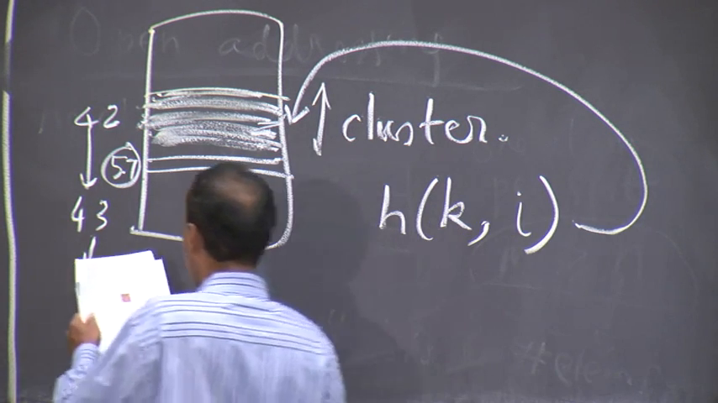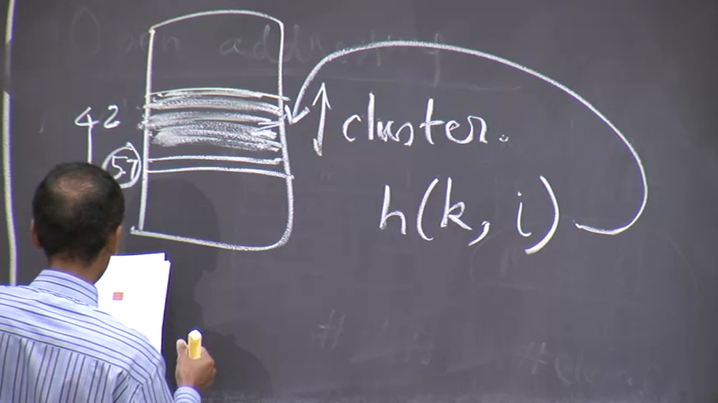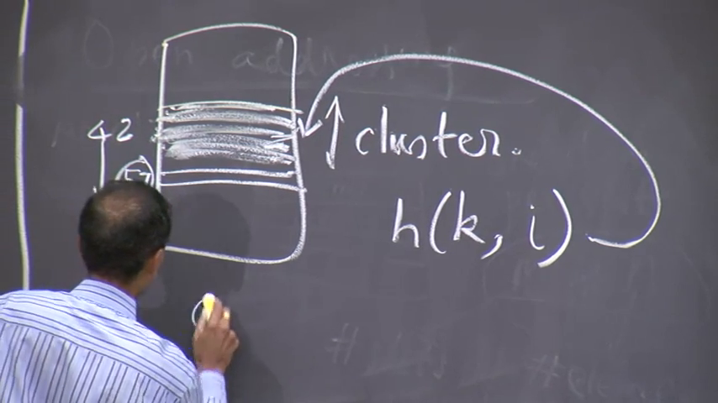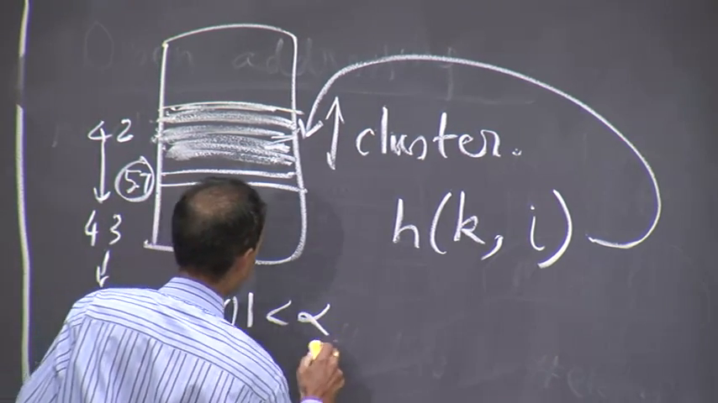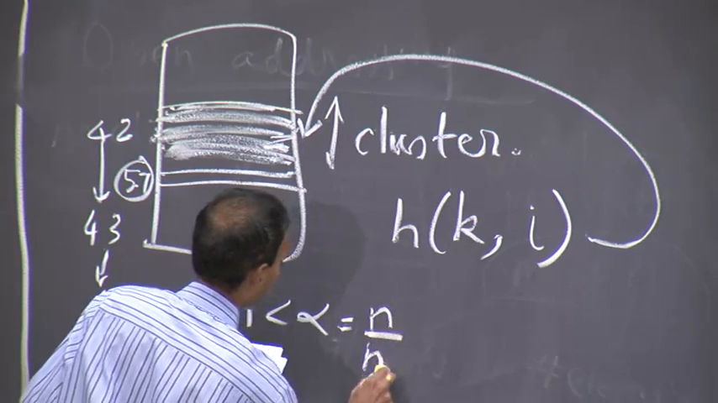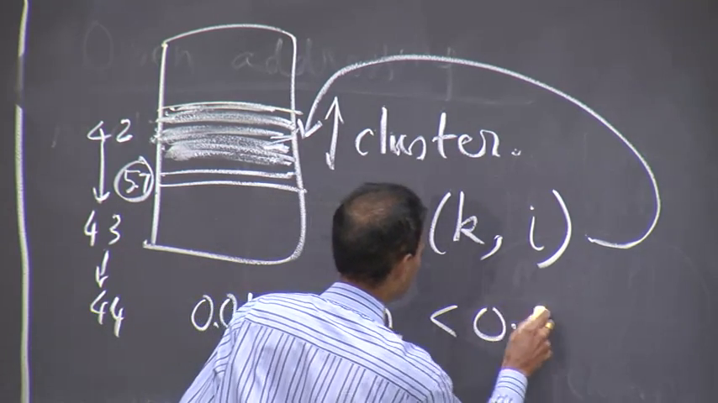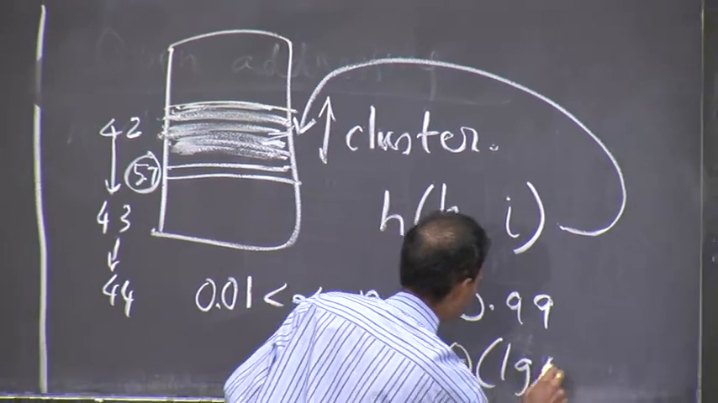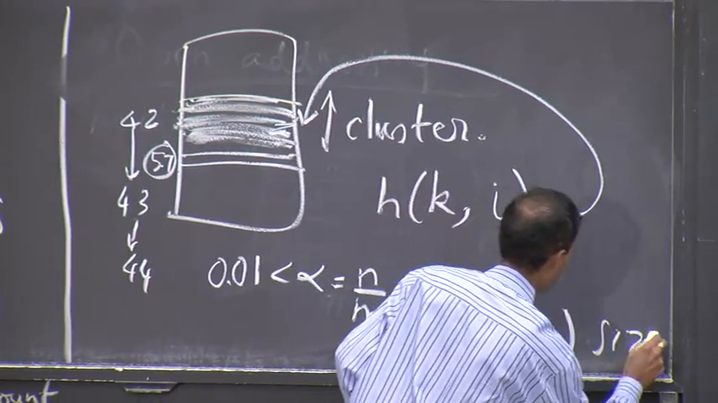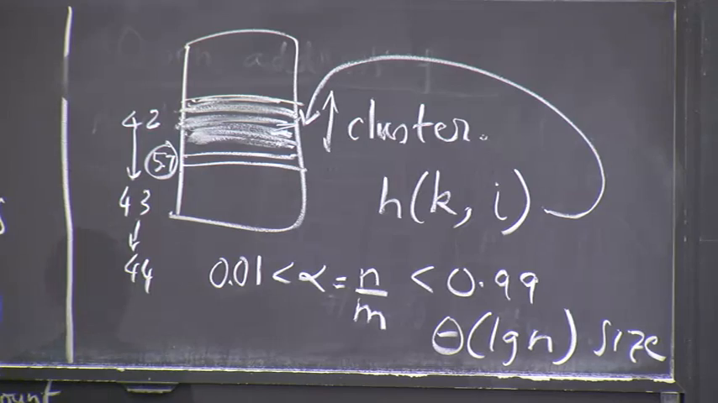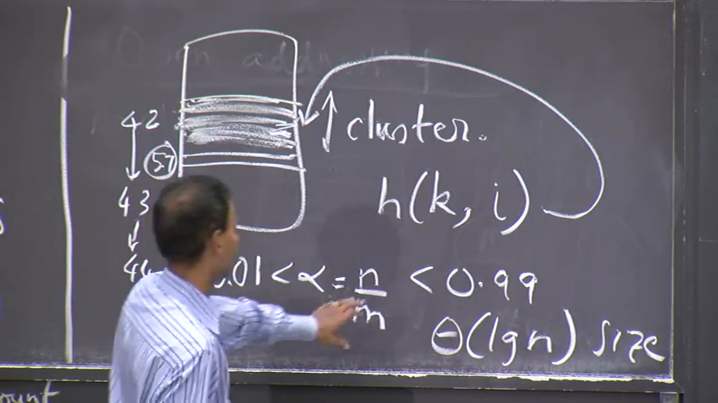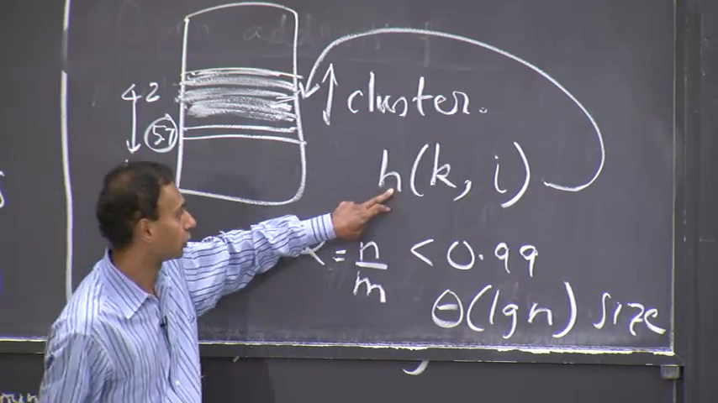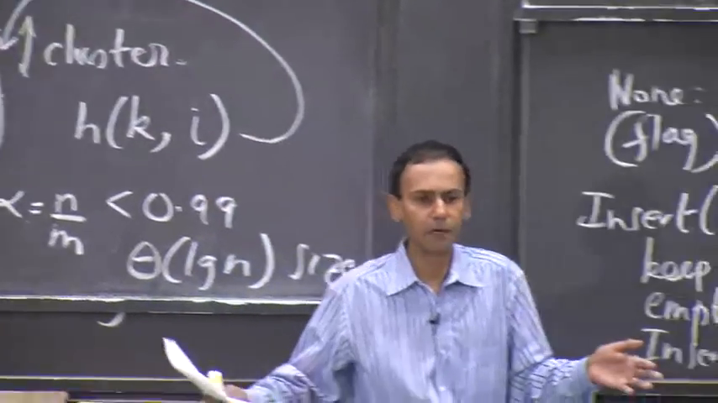And in fact, under reasonable probabilistic assumptions about your hash functions, you can say that when you have alpha, which is your load factor, n over m, less than 0.99, you see clusters of size log n. So this is a probabilistic argument, and you're assuming that you have a pretty good hash function, so h prime k can be this perfect hash function.